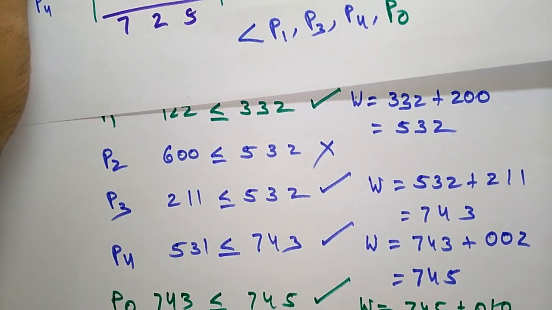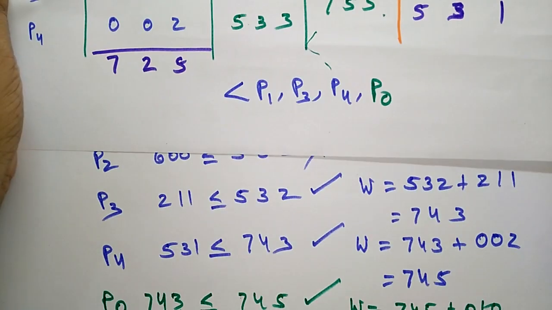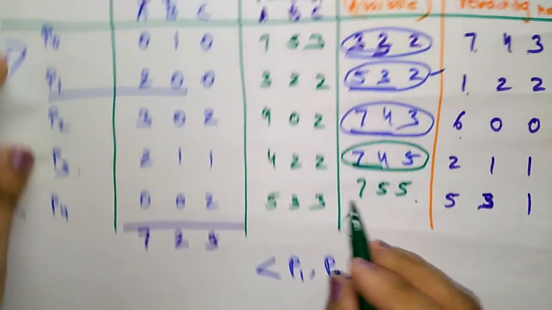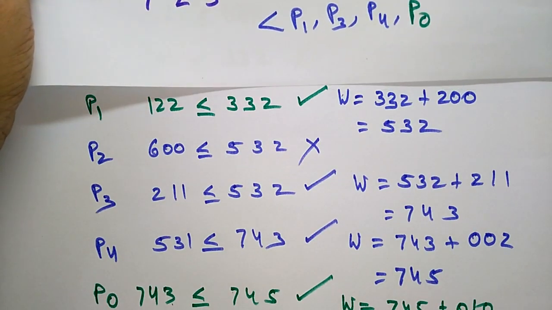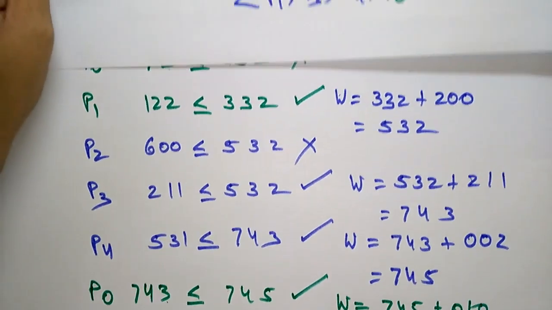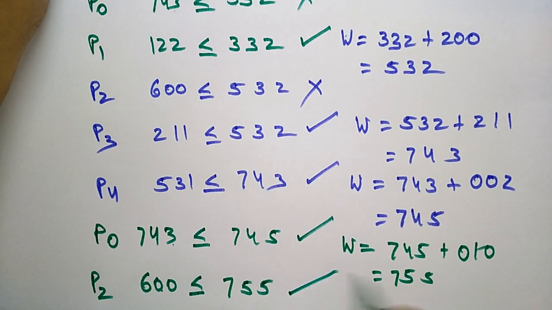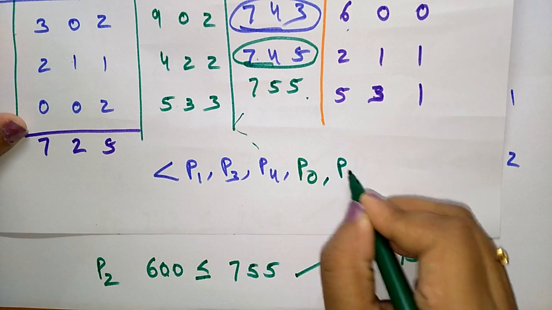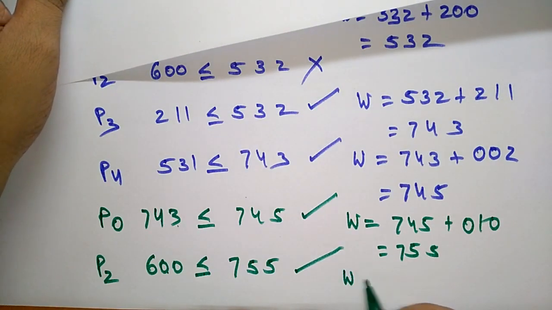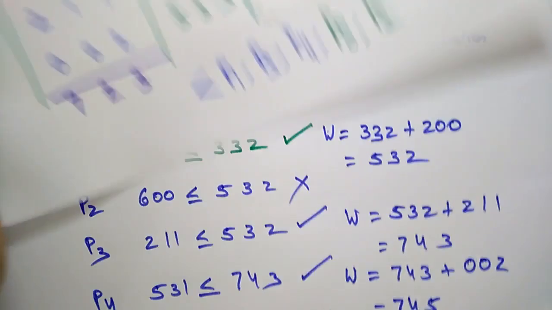Now calculate P2. What is the need of P2? P2 need is 600. So 600 is less than or equal to the current available work, which is 755. Now check whether this condition is satisfied or not. 6 is less than or equal to 7. 0 is less than or equal to 5. 0 is less than or equal to 5. This condition is satisfied, so P2 is also entered into the safe sequence.